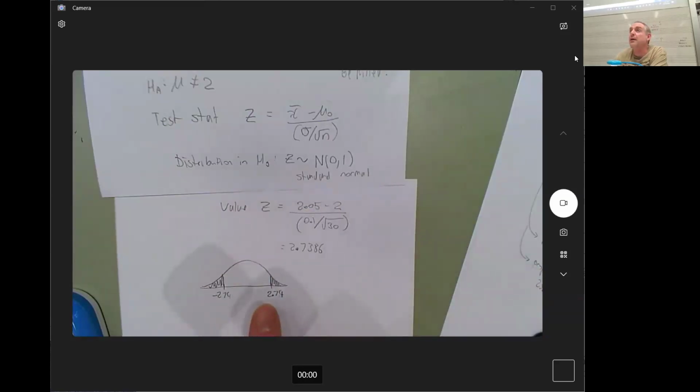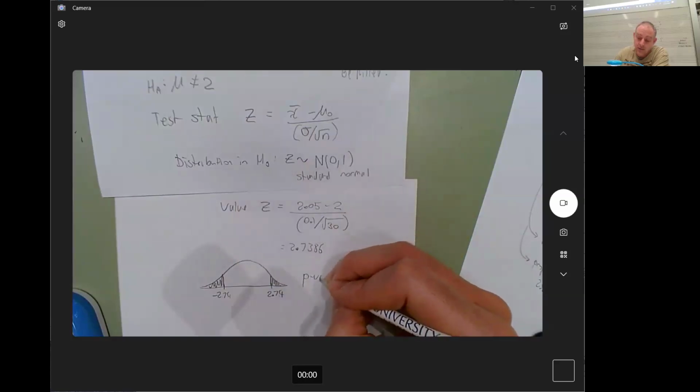That is a picture of my p-value. The places that are further out are on the axis here, and then the area here is the probability that we want. And the only way to calculate this probability is to get a computer to tell you what it is, because there is no formula for the probabilities under the normal distribution. So the p-value.